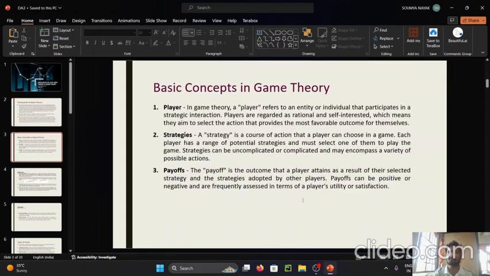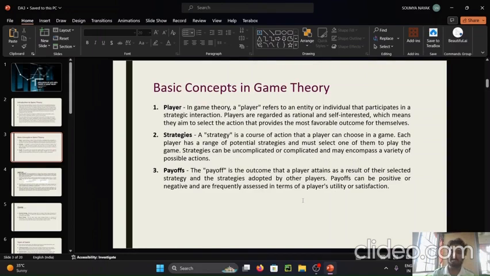If you go to the basic concepts in game theory, we have three major components here. First is player, second is strategy, third is payoff. So what is a player? We can describe it as an entity. In game theory, a player refers to an entity or an individual that participates in a strategic interaction. Players are regarded as rational and self-interested, which means they aim to select the action that provides the most valuable option for themselves. What does that mean? Basically, we have an environment, and in that environment we have some entities or individuals which are self-interested or rational. By rational or self-interested, we mean that they will choose on their own what is most suitable for them. They are not motivated by some other person's will.